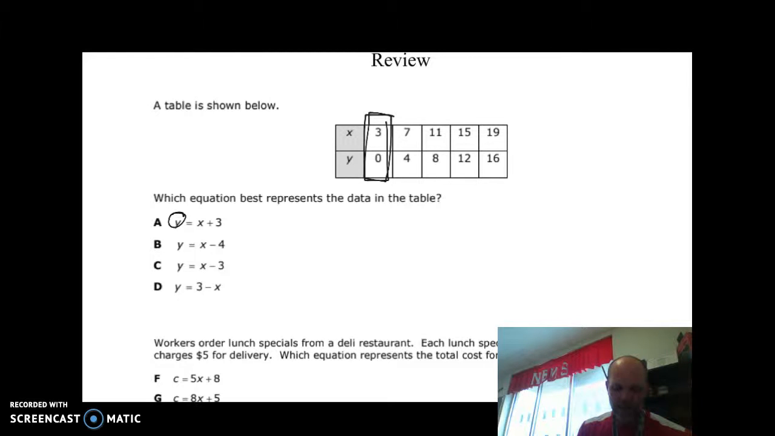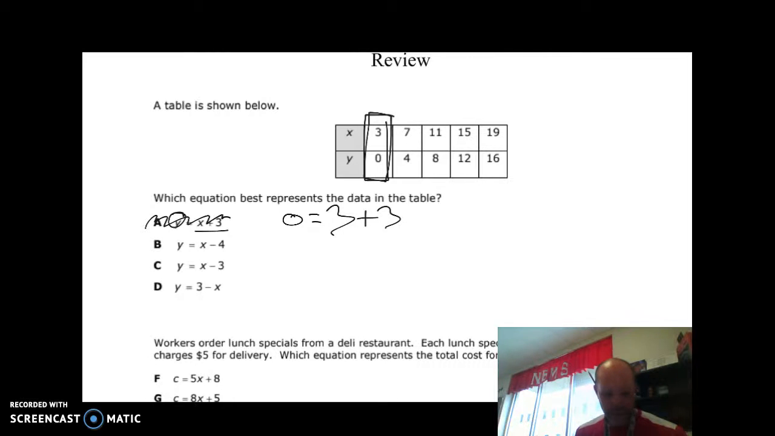0. So we're going to replace it. We're going to replace y with 0 equals, what's our x? 3. And the rule over here is saying plus 3. Well, does 0 equal 3 plus 3? Heck no. So it's not A.